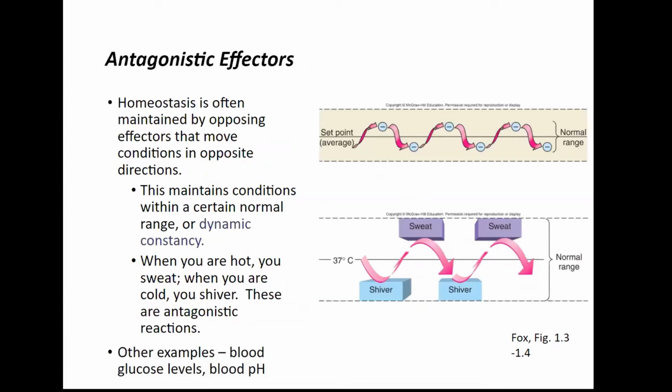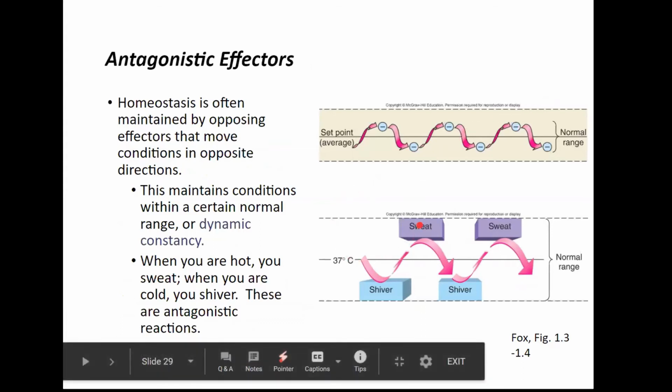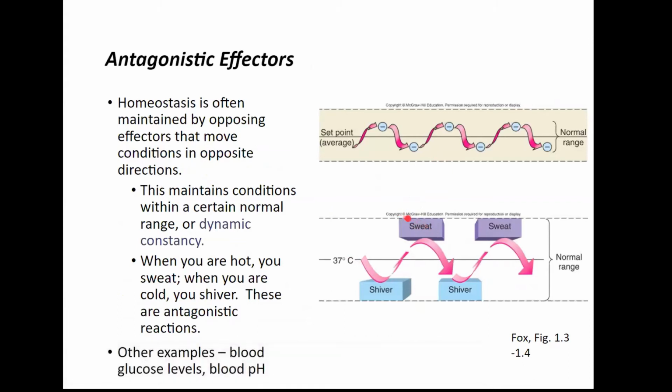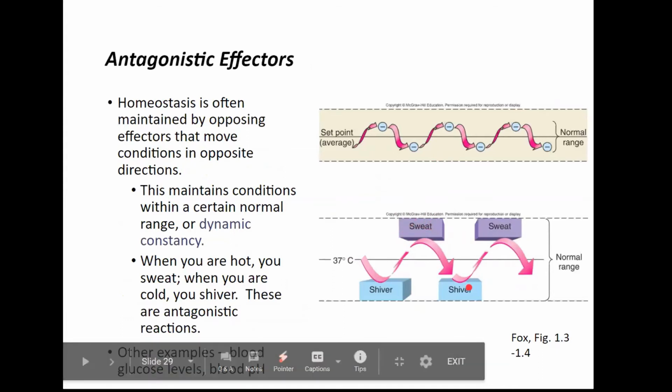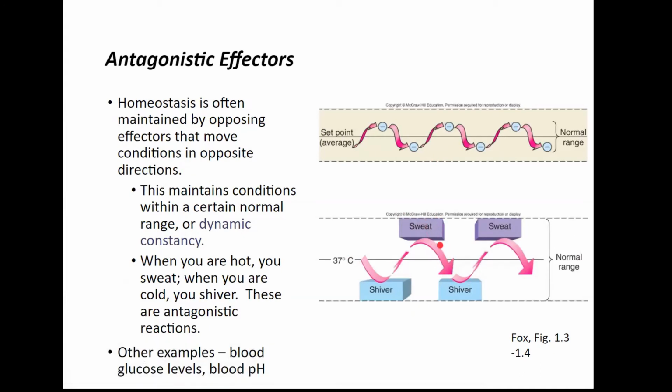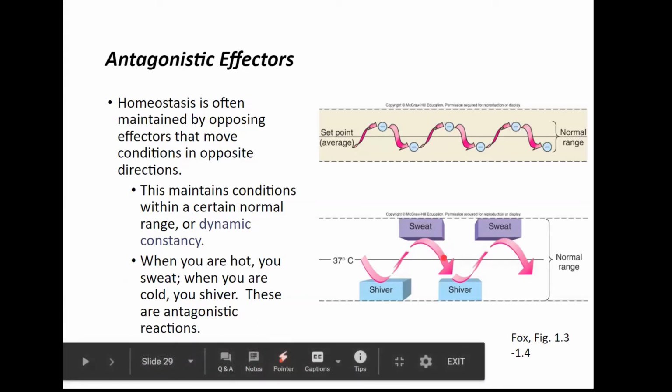Homeostasis often uses multiple effectors that move conditions in the body in opposite directions. So we have this dynamic constancy. So in this case, when we're talking about opposing effectors, we're looking at this fact that you can sweat if you're hot, or you can shiver if you're cold. So we have these two mechanisms to change your body temperature, and they pull or push body temperature in different directions.